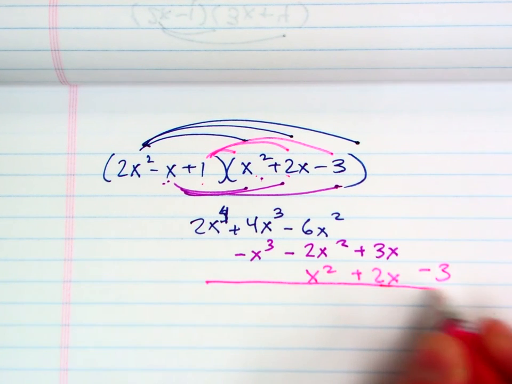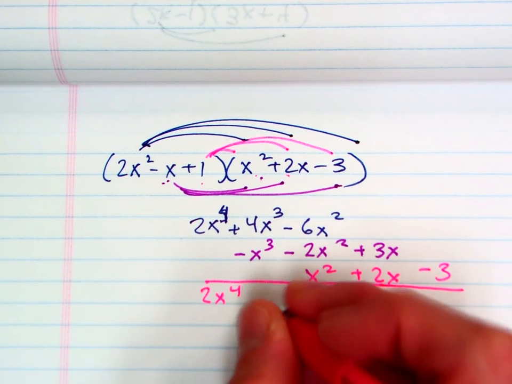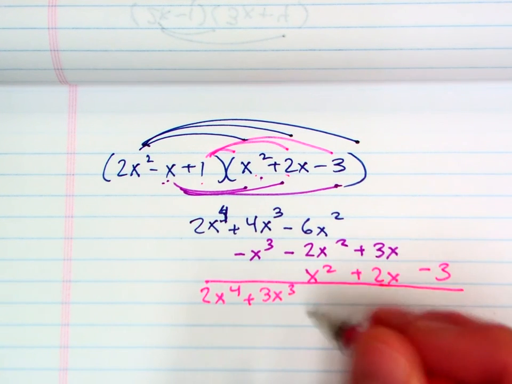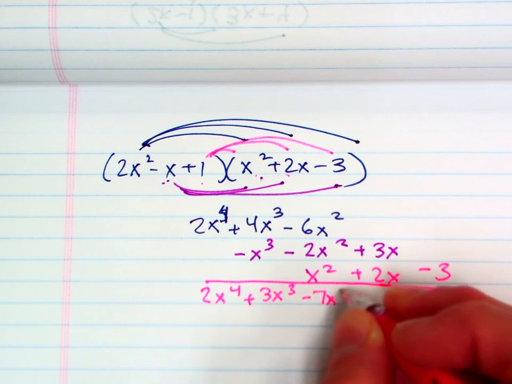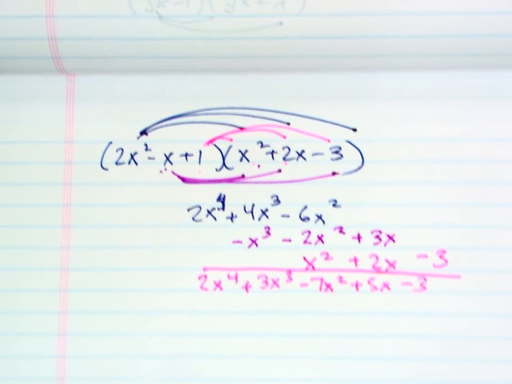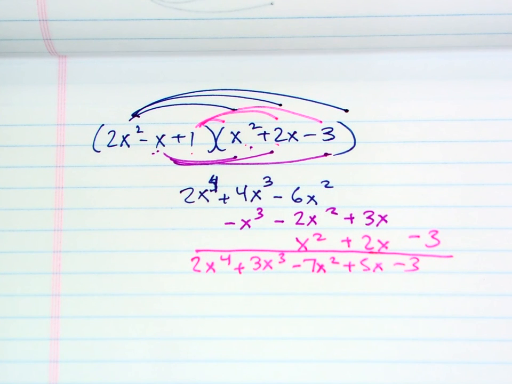Now I can add all these together. So I get 2x to the fourth plus 3x to the third minus 6 minus 2 is negative 8 plus 1 is negative 7, plus 5x minus 3. You can also do the box method for this if you choose to do so.